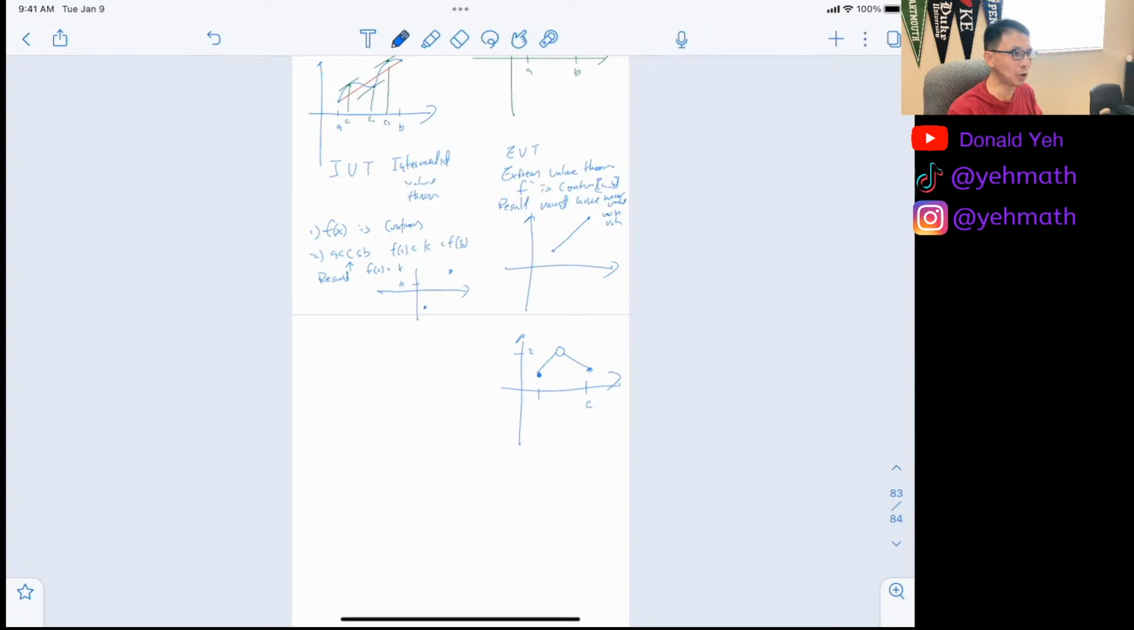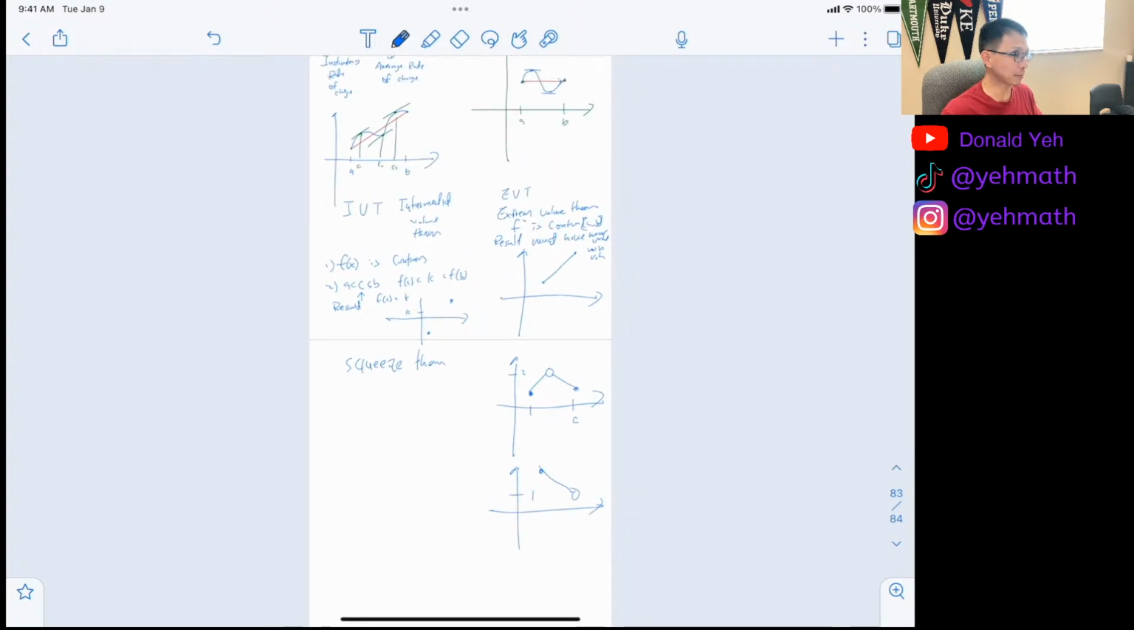Right? So you don't know how high the maximum value is because it's an open circle. So there is no maximum value. Also, there's no minimum. If you have an open circle like this at 1, we don't know if the minimum is 1.1 or 1.01 or 1.0001. We don't know. So the function has to be continuous. If it's continuous, it must have the extreme value theorem. One last one is the squeeze theorem. And this is all the theorems they can ask you.